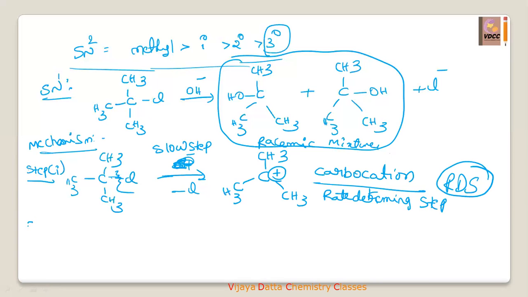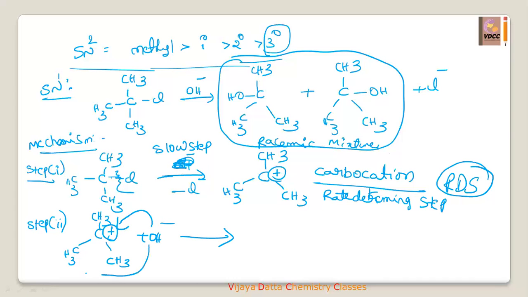Come to the second step. In step 1, the carbocation is formed. For that carbocation, we take CH3, CH3, CH3. The space between all the methyl groups is equal. Now OH minus should attack. Any side OH minus can attack: it can attack from the front side or from the back side. So there are two possibilities in the product.